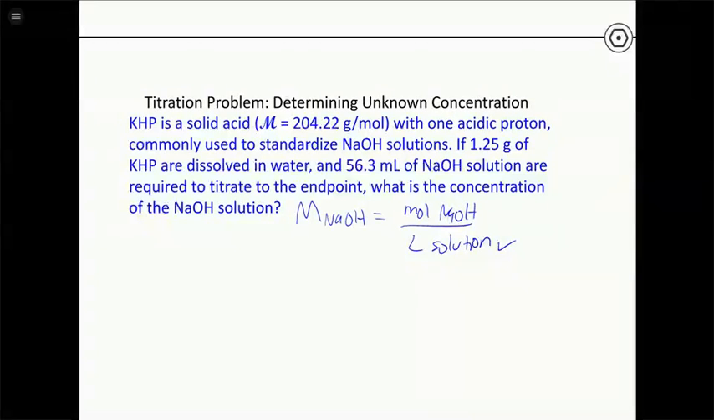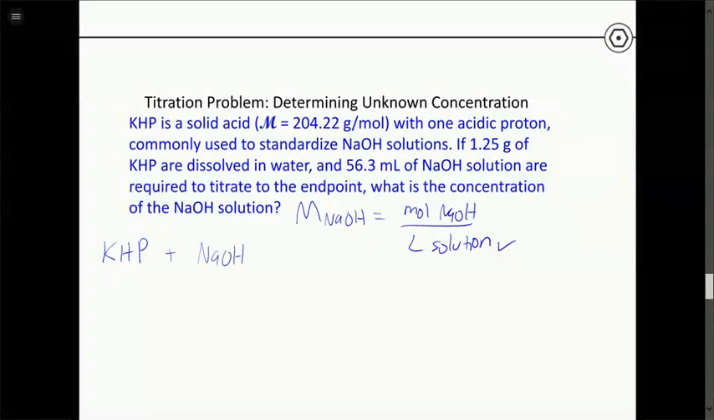So the balanced reaction, again, is going to be KHP, which is the abbreviation for our acid, plus NaOH. And we form whatever the salt is of KHP. I don't even know what that would be called. KHP minus, and then we're forming H2O. Now the key point here, without even writing out the full reaction, is that this has one H plus, NaOH has one OH minus, so they're going to react in a 1-to-1 ratio. So we don't have to worry about any coefficients here, because we're going to have 1 mole of KHP reacting with 1 mole of NaOH.